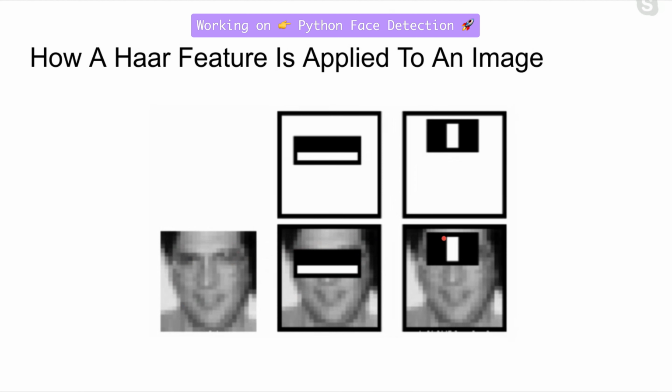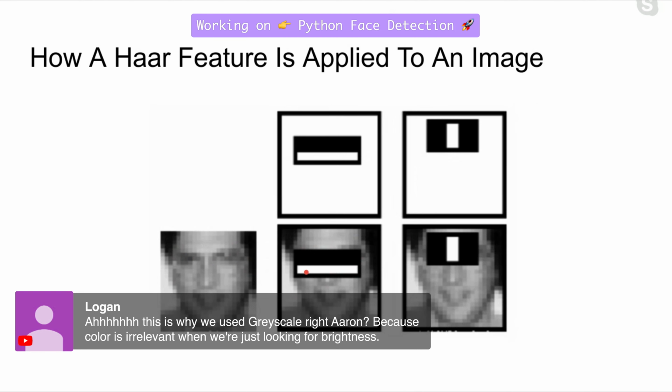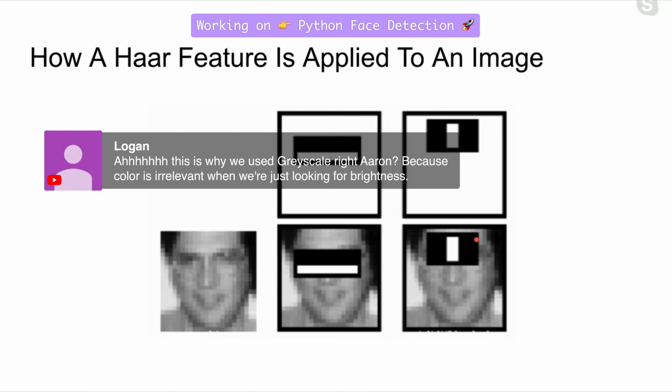Wow. So you can see the second one here. You can kind of see, okay, the eyes are darker and the bridge of the nose is lighter. So this Haar feature plus this Haar feature is even closer to what a face is.